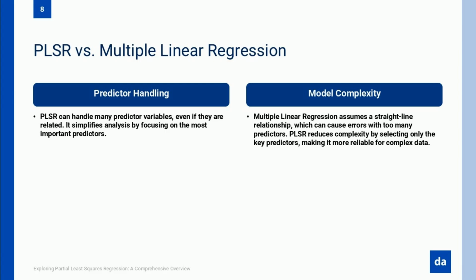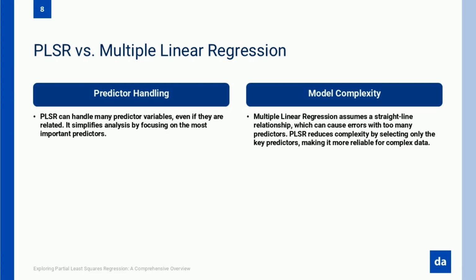Then there's multicollinearity, a fancy word for when predictors are so closely related that MLR throws a tantrum. When predictors are highly correlated, MLR struggles because it assumes each variable contributes independently to the outcome. This leads to unstable coefficients and misleading results. PLSR sidesteps this issue by creating new latent variables that capture the most meaningful information while ignoring redundant noise. It's like having a translator that helps you understand a room full of people all talking at once.